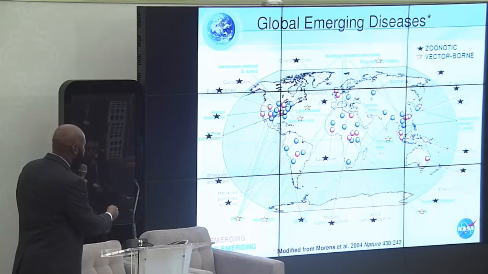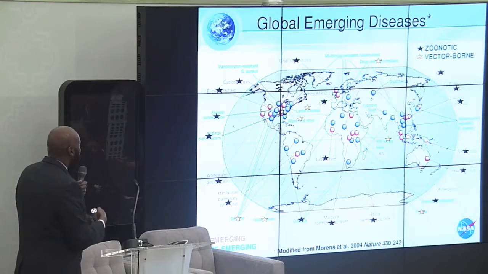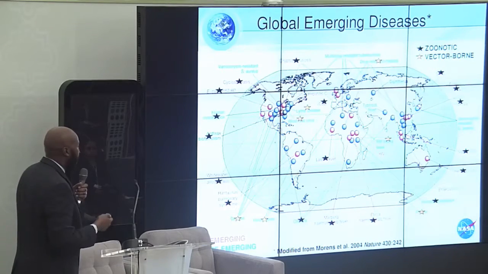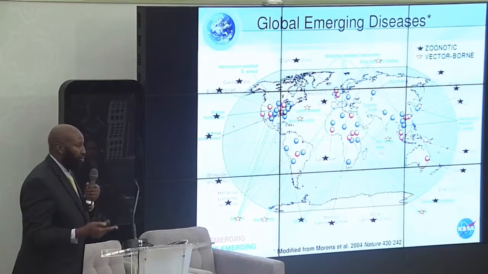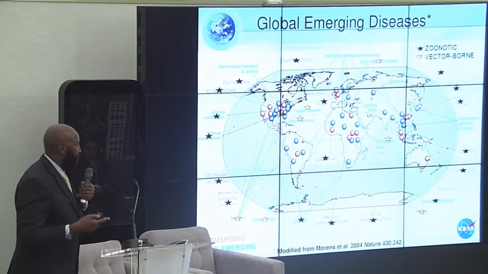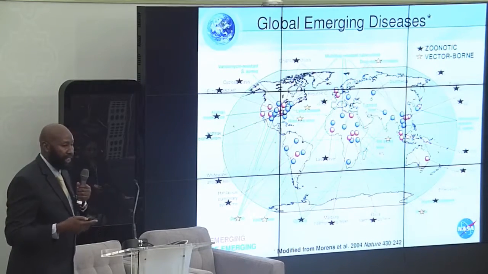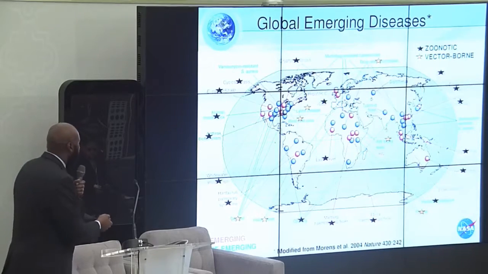And as you can see, we have several re-emerging diseases that have been dormant but are re-emerging, and a lot of these have dependencies on environmental factors like temperature, precipitation, soil moisture, most of the factors that NASA measures regularly.